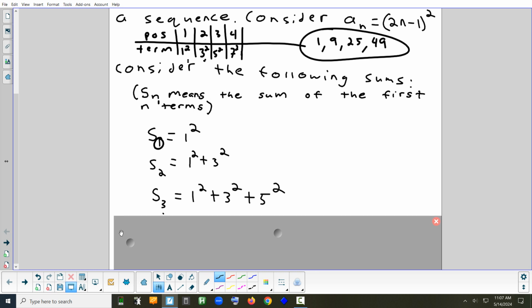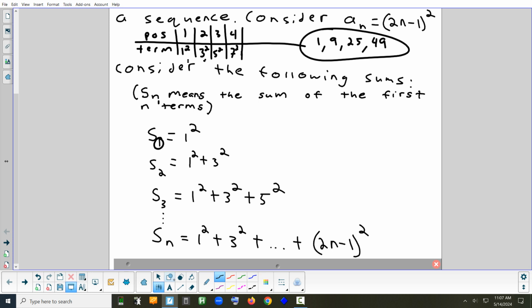S sub 3 means to take the first 3 terms and add them up. And then S sub n would mean to take the first n terms and add them up. What's n? We don't know, but you're adding up n terms in this case. To represent adding up n terms, because I don't know how many there are, I usually show the first one, the second one, sometimes the third one, and then I put a ... because I don't know how many more there are. But I know this is the last one.